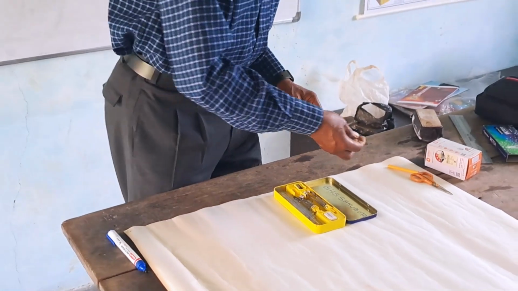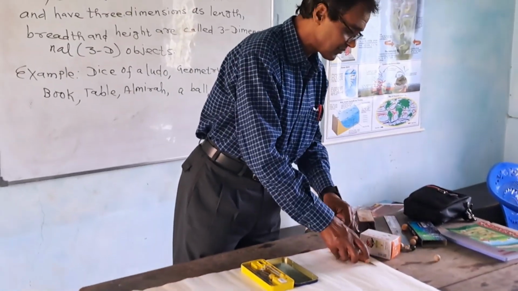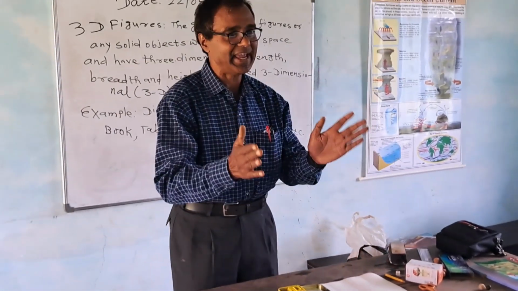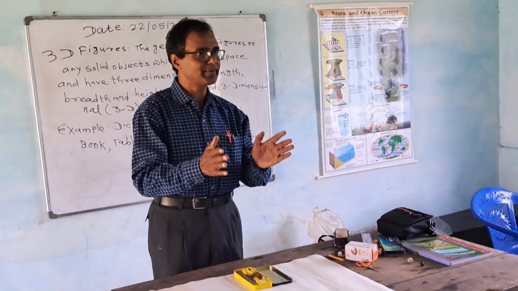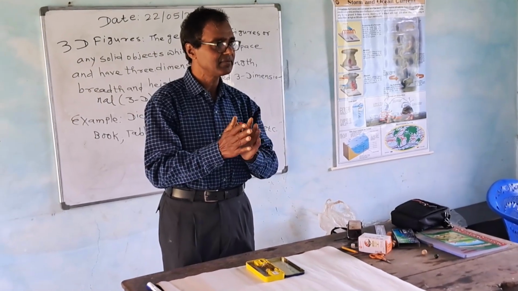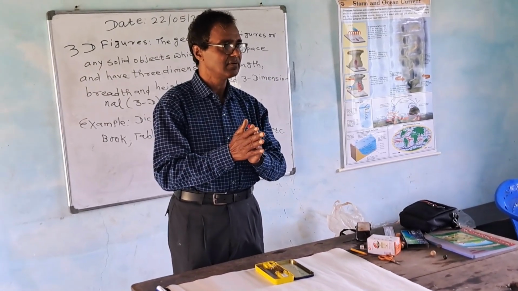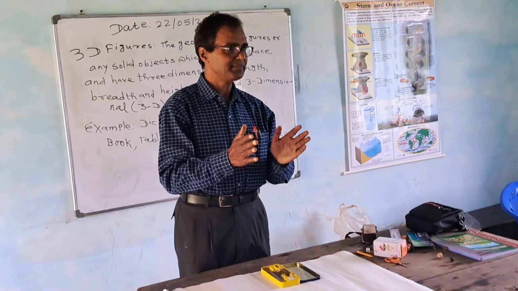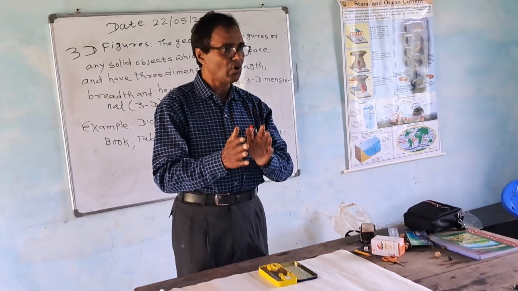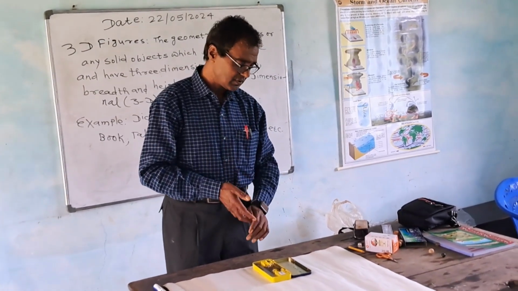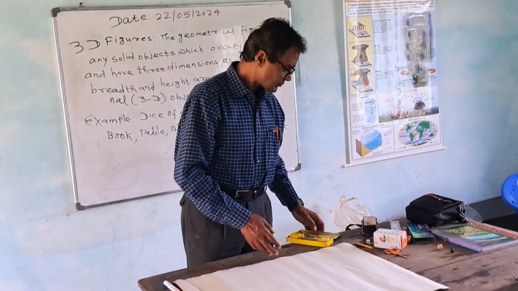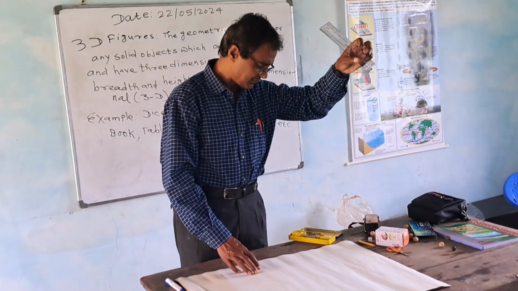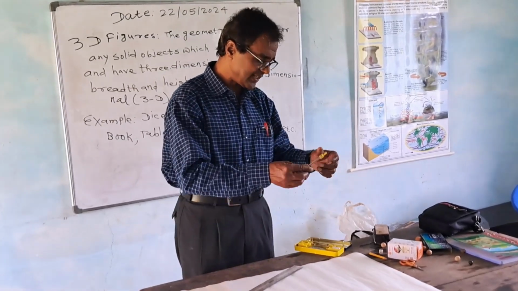Now I can show you how we can make a cube, cuboid, cylinder, cone, and a sphere. So, what is this? A scale. This is a scale. And what is this?